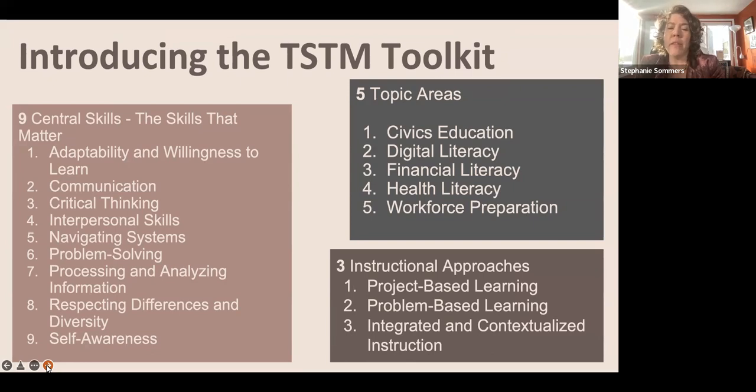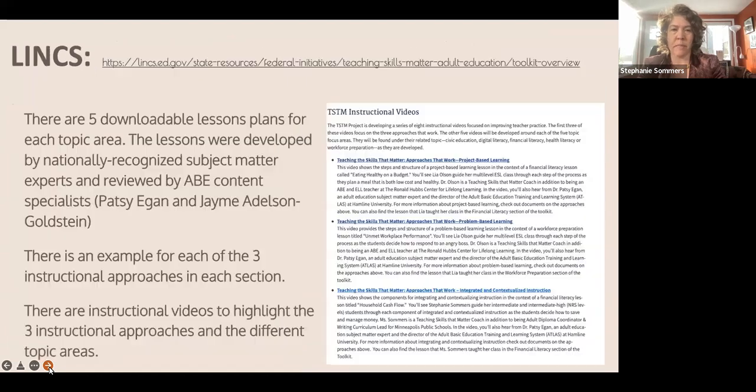The toolkit also provides example lessons using each of these 3 instructional approaches. We've got project-based learning, problem-based learning, and integrated and contextualized instruction. We know that these 3 approaches work really well for our adult learners, and they also provide an opportunity for teachers to deliver lessons that are really integrated and really allow students to practice a number of skills all at the same time in one lesson or unit.